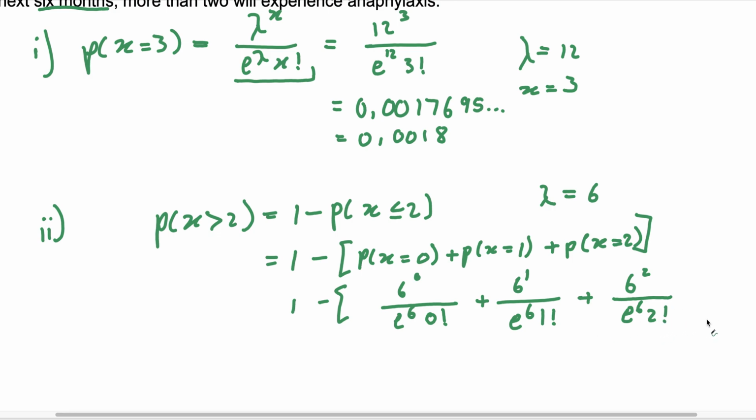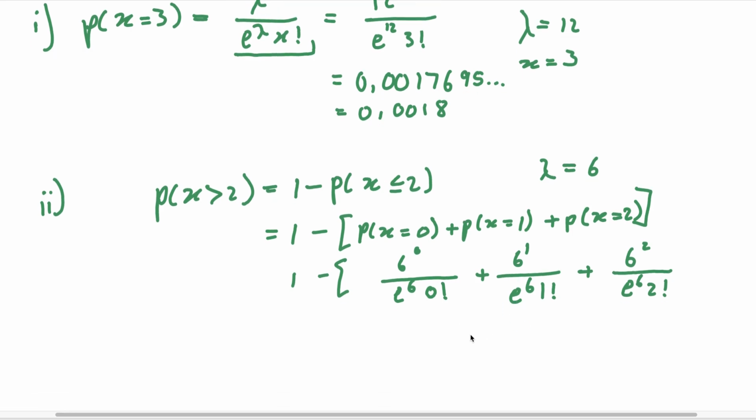So 2 factorial is still 2. 1 factorial is still 1. 0 factorial is still, sorry, 1, because if it becomes 0, then that becomes undefined. So we would have a problem. So it becomes 1. So now we can just rewrite this one as 1 over e to the power of 6. And then this is plus 6 divided by e to the power of 6. And this is plus, that's just 36 over 2e to the power of 6.